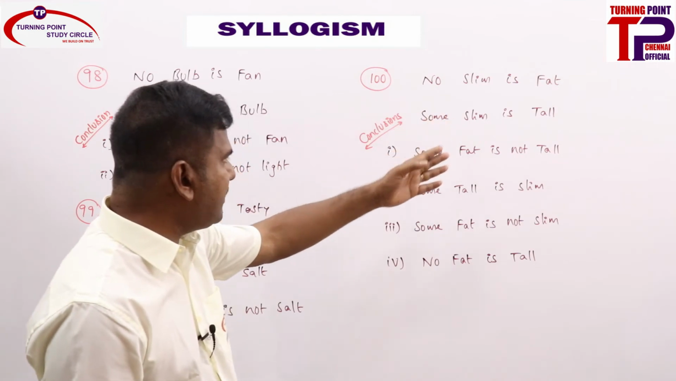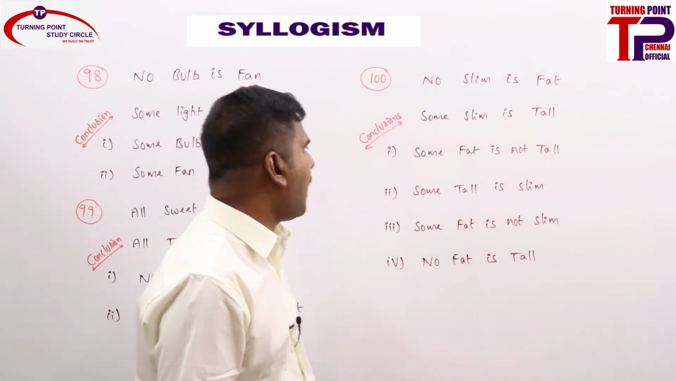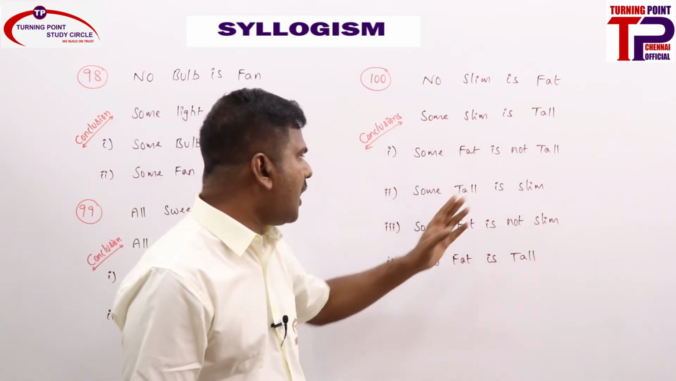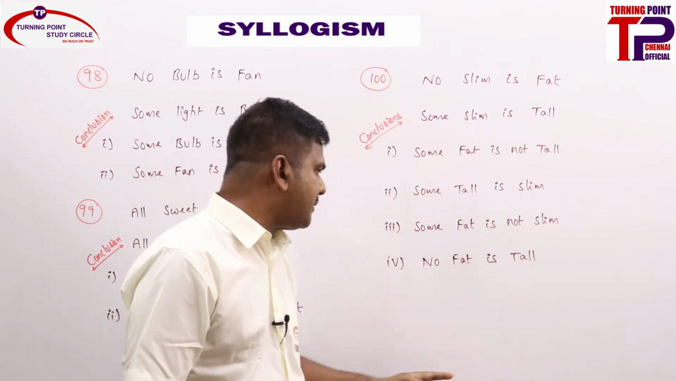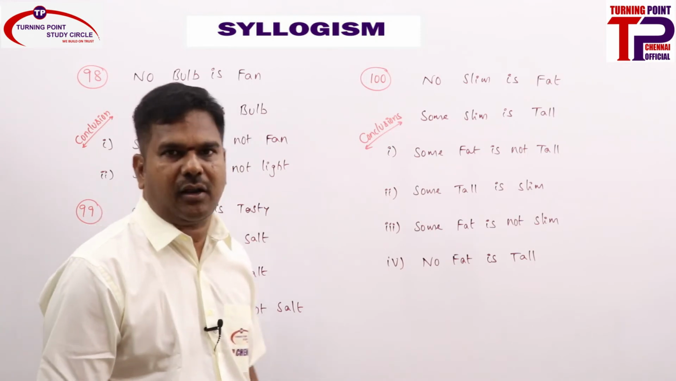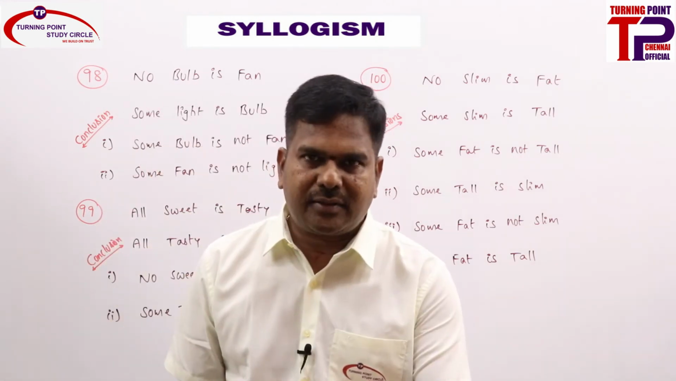Here: no slim is fat, some slim is tall. Conclusions: some fat is not tall. Second one, some tall is slim. Third one, some fat is not slim. Fourth one, no fat is tall. But take some time, we will discuss very soon.